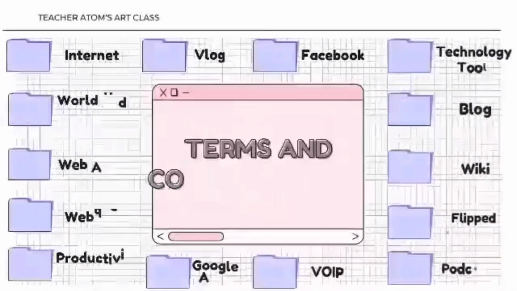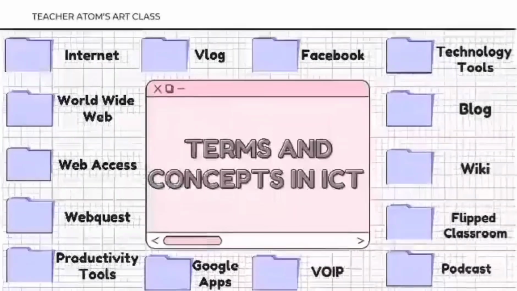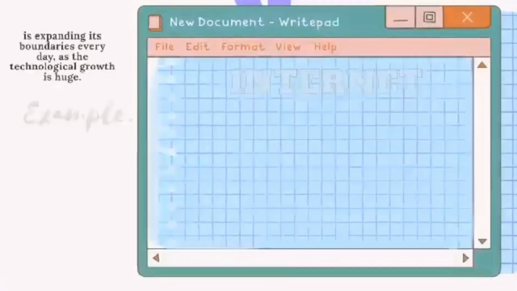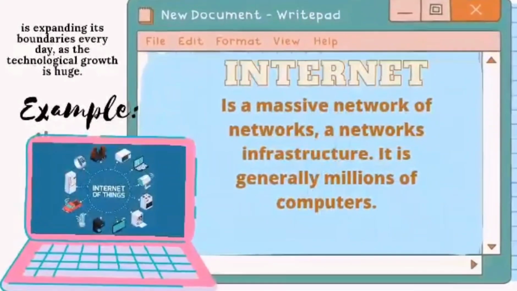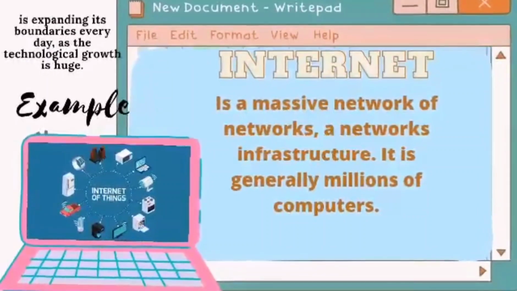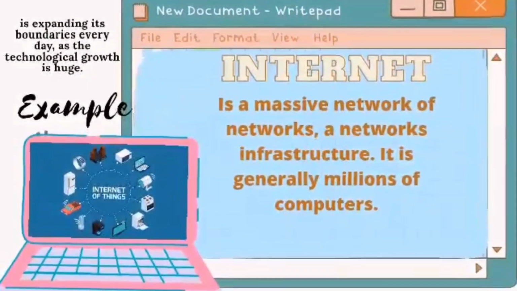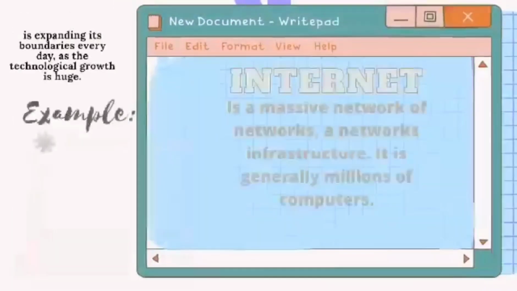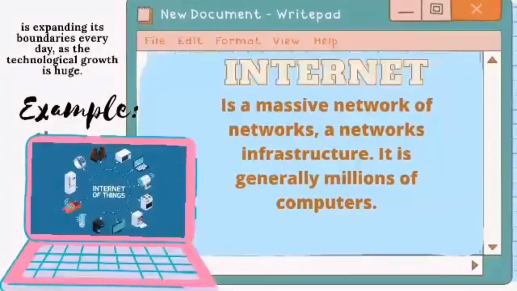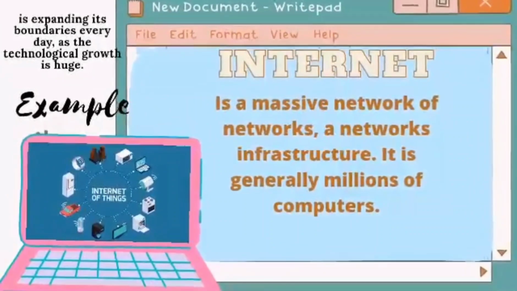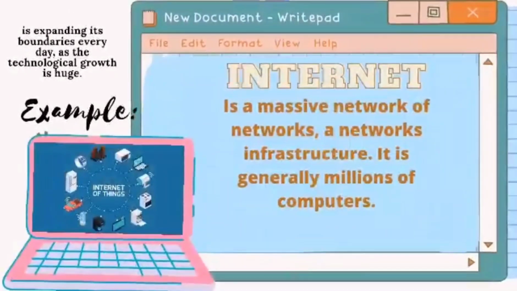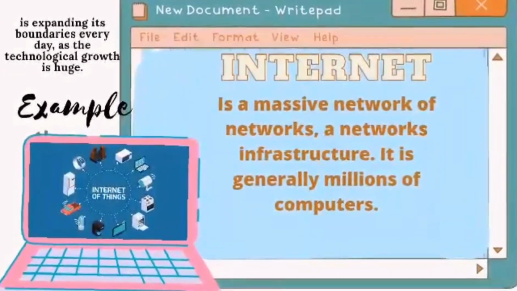So the next one will be the internet. So what is the internet? It is a massive network of networks and infrastructure. It connects millions of computers, as you can see in the examples. It is circles of internet connection. The usage of this is to expand boundaries every day as technology growth is huge.